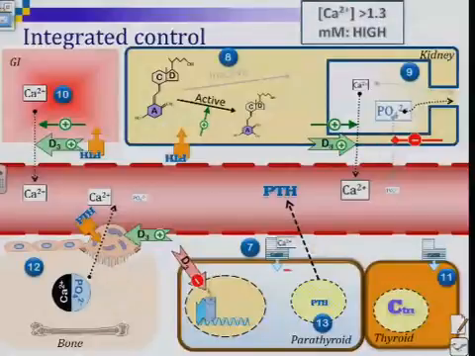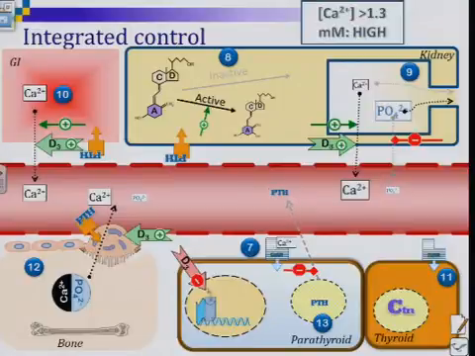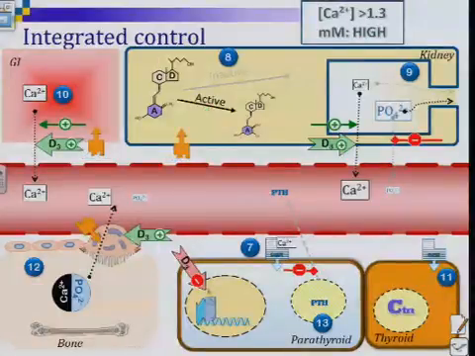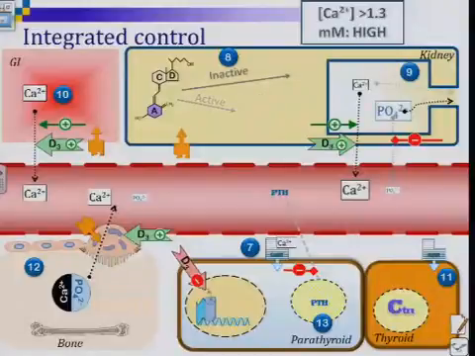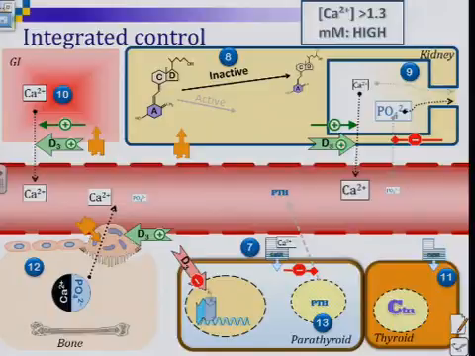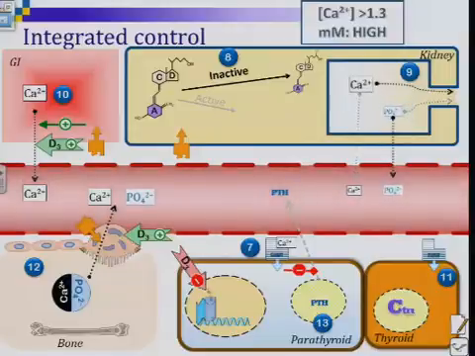Now, if calcium is high, above 1.3 millimolar, the calcium-sensitive receptor now is occupied, inhibiting release of parathyroid hormone. The loss of the parathyroid hormone signal then causes production of the inactive 24,25 vitamin D3, which is excreted, causing loss or decrease of the vitamin D3 signal, and decreased recovery of calcium and increased reabsorption of phosphate to equimolar amounts in the bloodstream.